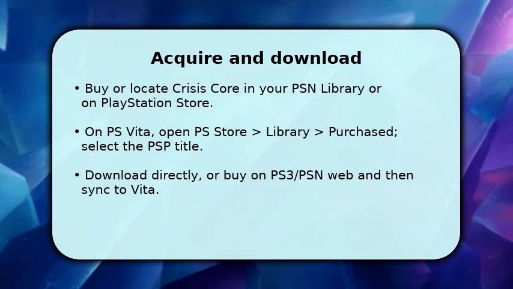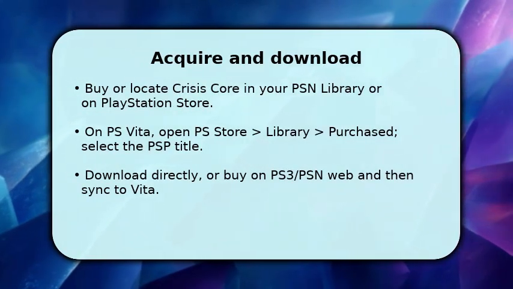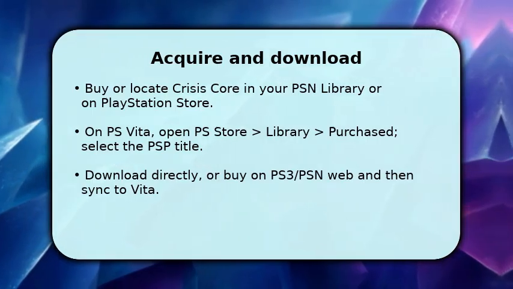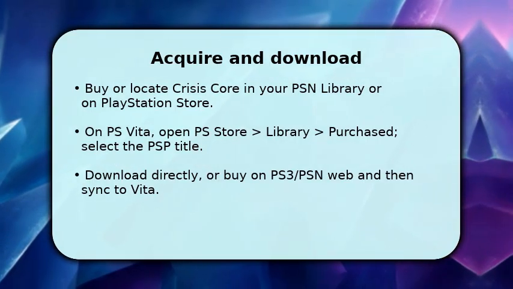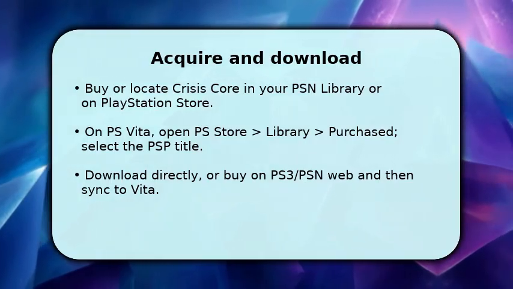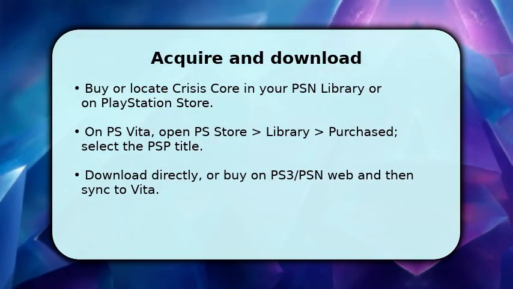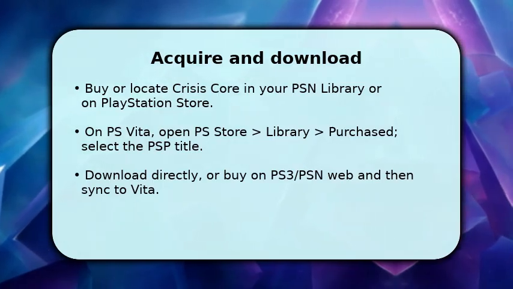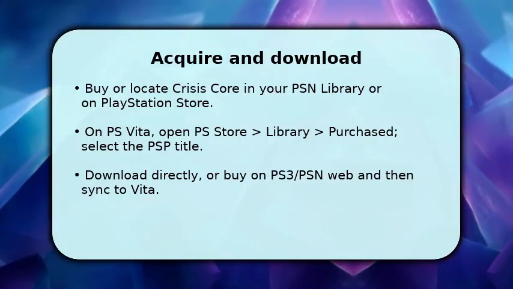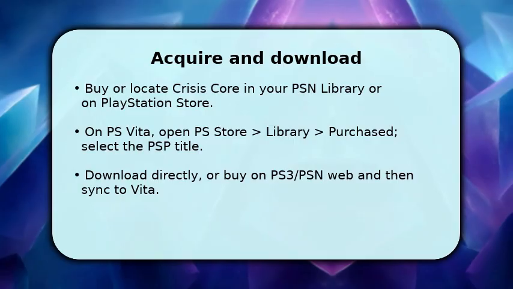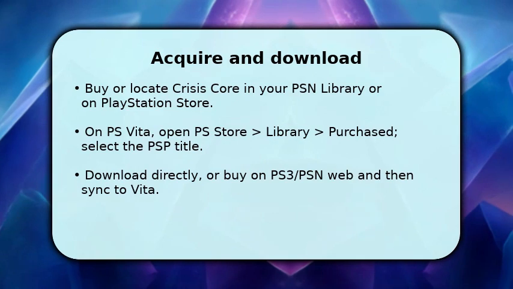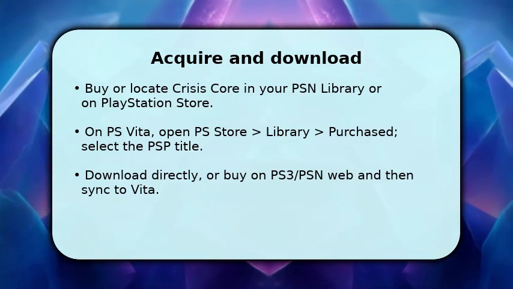You proceed to acquisition and transfer. If the game is available, open PlayStation Store on the Vita, go to Library and locate your purchased titles. Select Crisis Core and tap Download. If the store on Vita doesn't show the purchase, buy the PSP version from PS3 or the PSN web store using the same account. Then on the Vita, use Content Manager to sync and transfer the download-ready package. Make sure downloads complete without interruption. Interrupted installs can corrupt the title and require redownloading.